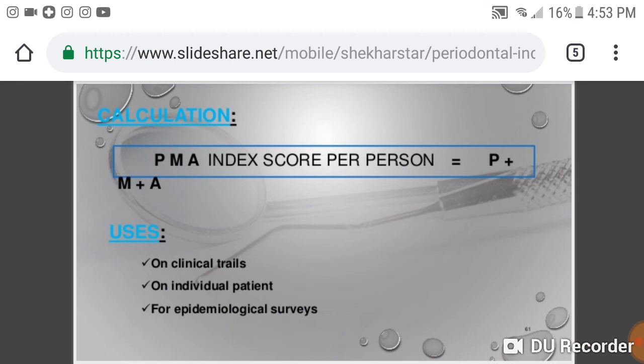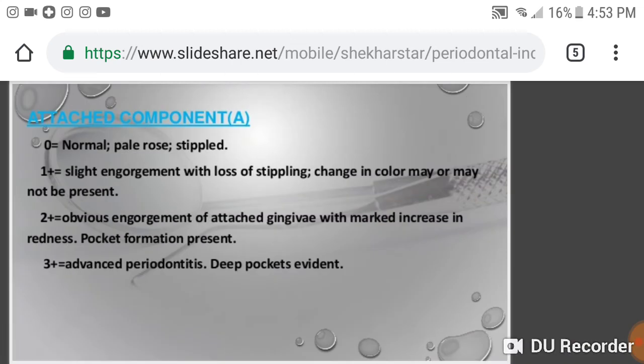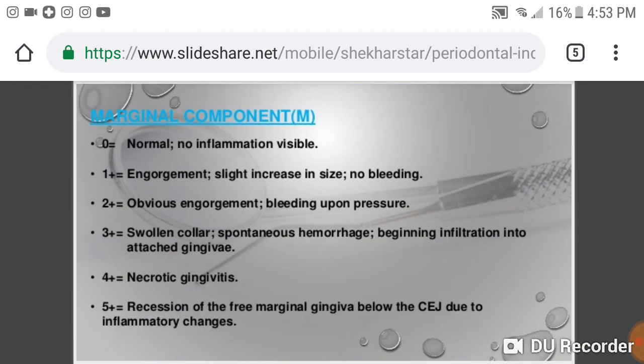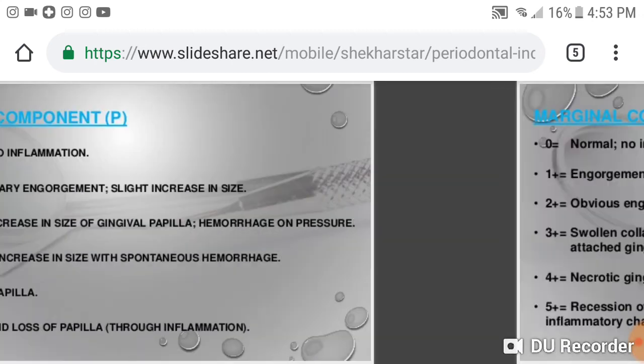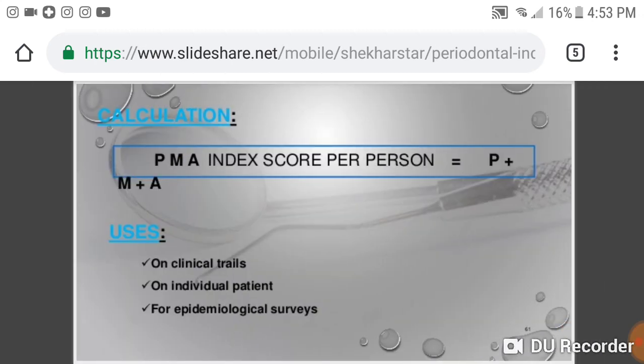The calculation: the PMA index score per person is equal to P plus M plus A. That's all the indices, starting from the attached, the marginal, and the papillary. Uses on clinical trials. It is also used on individual patients and for epidemiological studies.